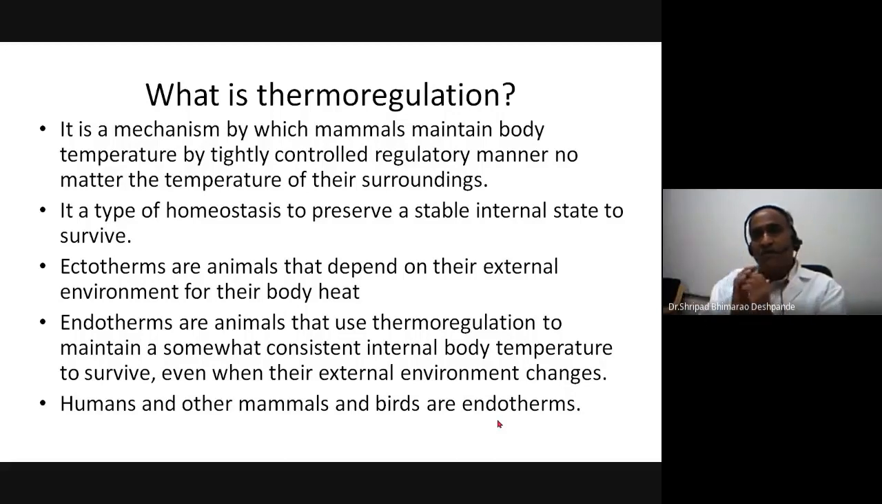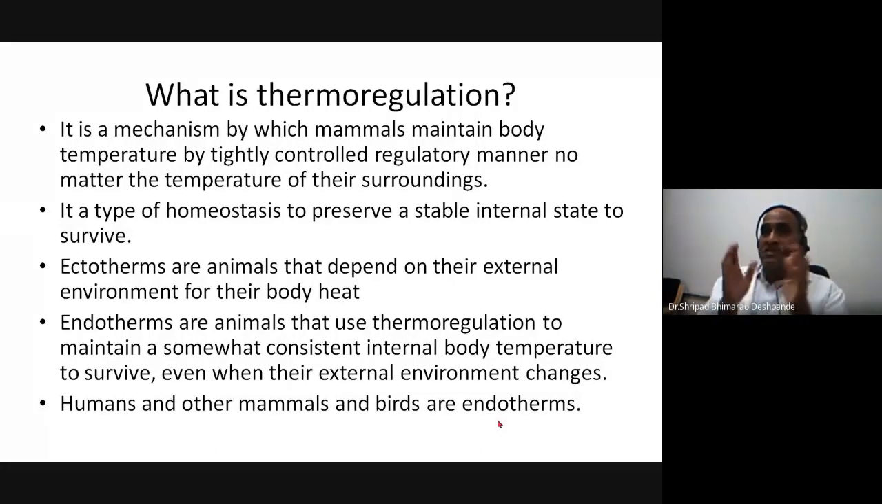So it is a homeostatic process that provides a stable temperature for all the cellular activities, because all the cellular enzymatic activities have their optimum temperature at our body temperature, 37 degrees Celsius. So that we survive because of this homeostatic regulatory mechanism.